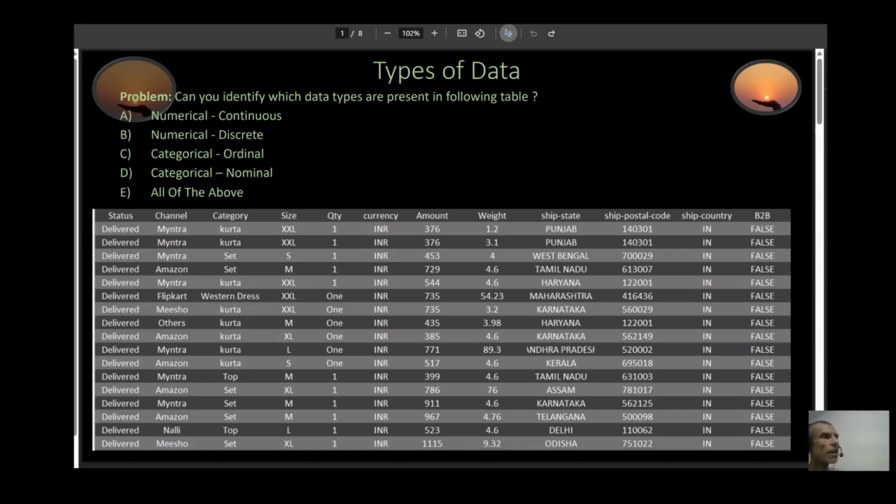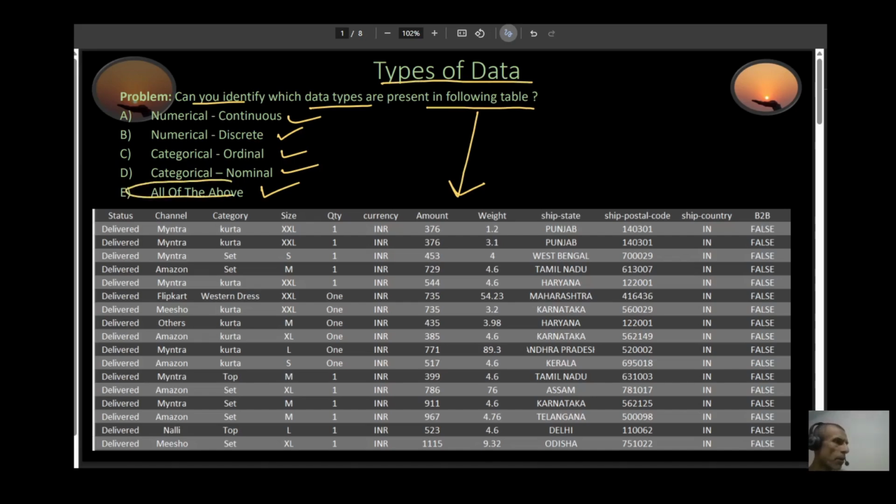Problem statement. Can you identify which data types are present in the following table? This one right here. Is it numerical continuous? Is it numerical discrete? Is it categorical ordinal? Is it categorical nominal? Or is it all of the above? This session is about types of data. By the way, the answer is all of the above.